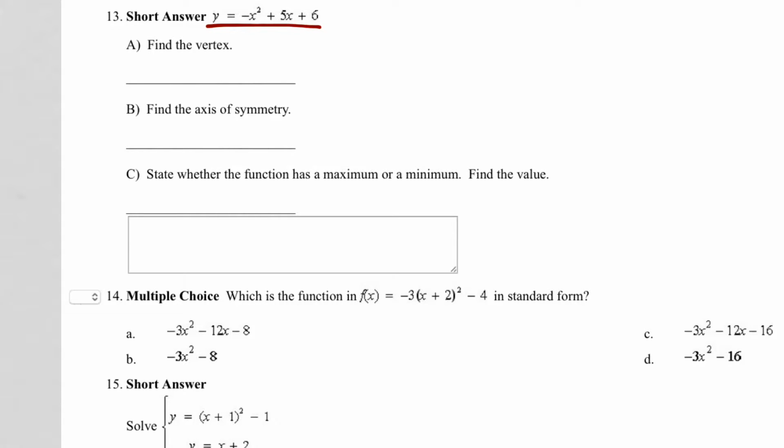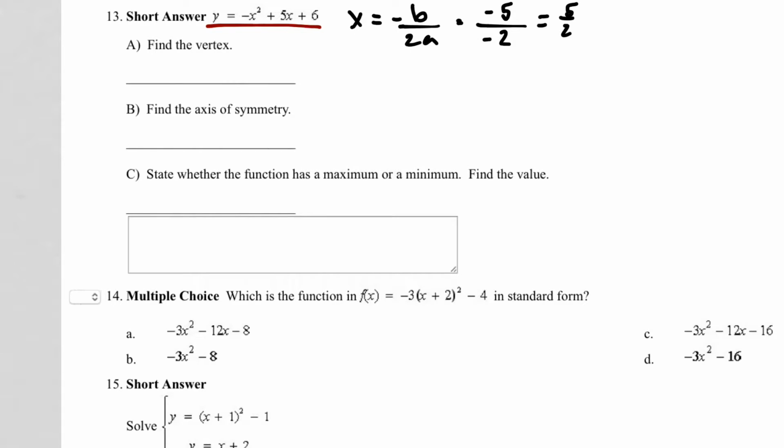If it was in vertex form, we could easily find the vertex from the h and the k, right? It's not in vertex form, though, it's in standard form. So in order to find the vertex when it's in standard form, you have to use this little formula, negative b over 2a. So in this case, b is 5, so negative 5 over 2 times a, which is negative 1, which means that down here we have negative 5 over negative 2, because negative over negative, so 5 halves.